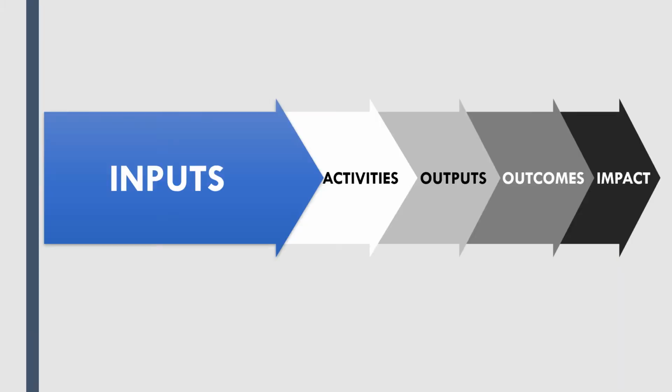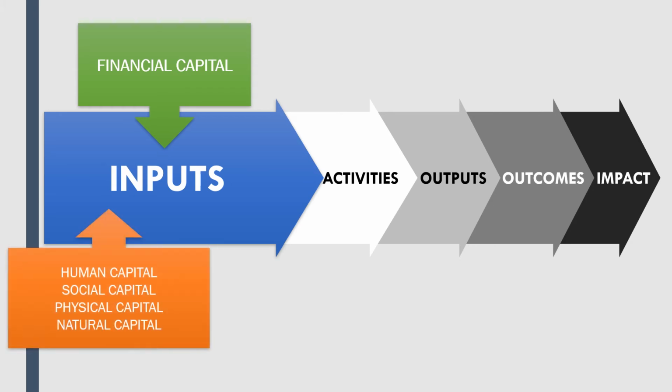Una muna, balikan natin ang results chain. For implementation, we start from left to right, from inputs to impact. The inputs for a project include funds for the financial capital, which we usually request from donors.